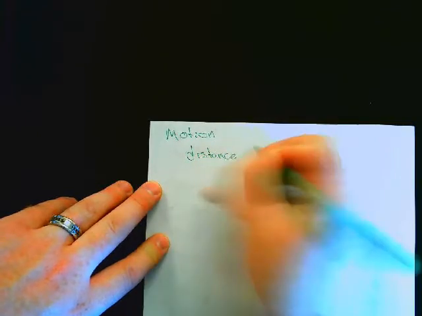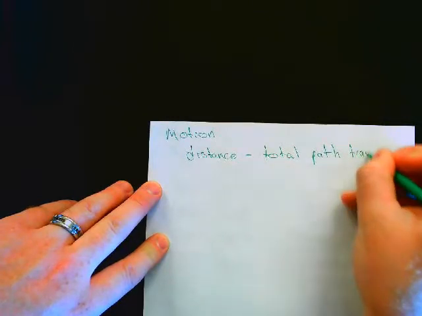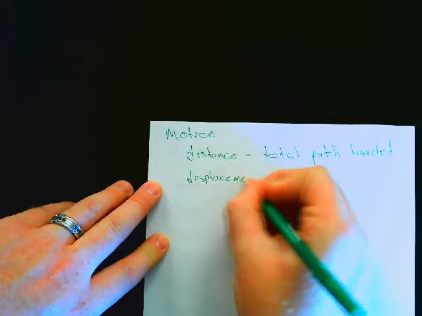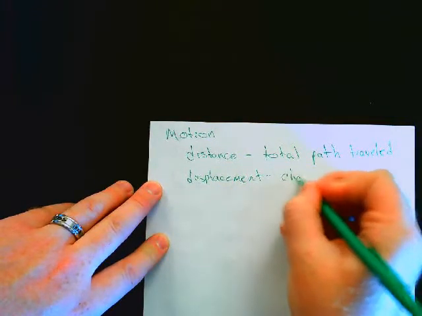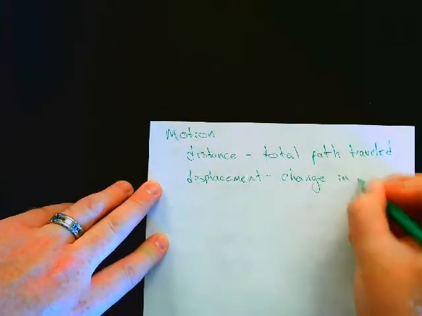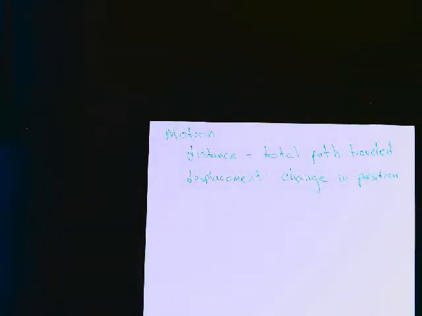Distance, total path traveled. Whereas displacement is a change in position. Or if you want to consider distance as the crow flies. Okay. So, if I were to start by standing here, and I walked, let's say this is 2 meters here, and 2 meters here, and 2 meters here, what would be the distance I've traveled?